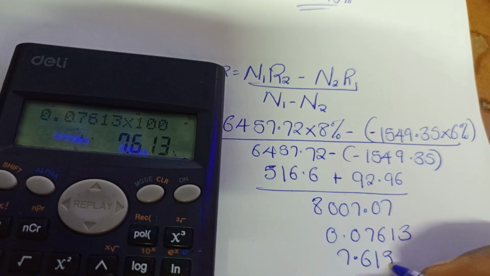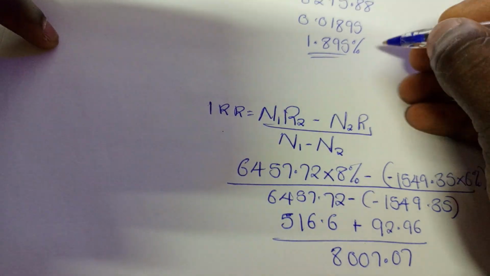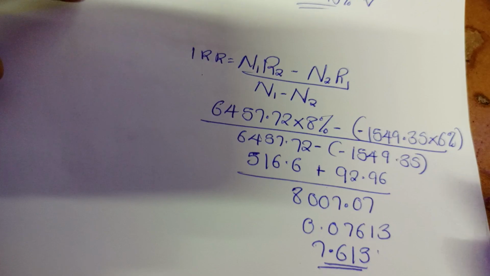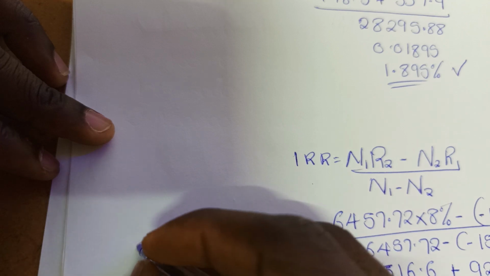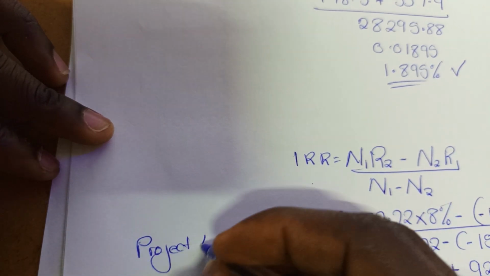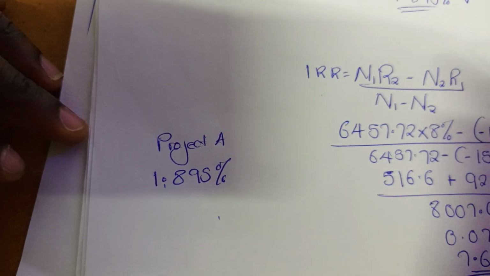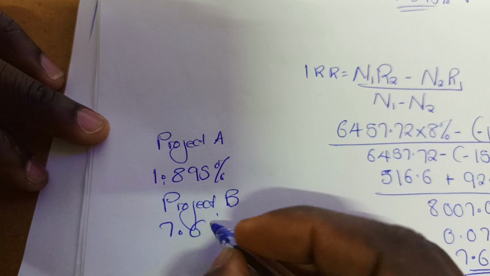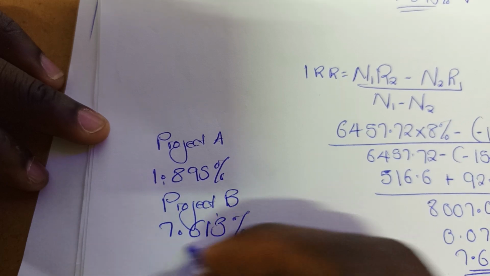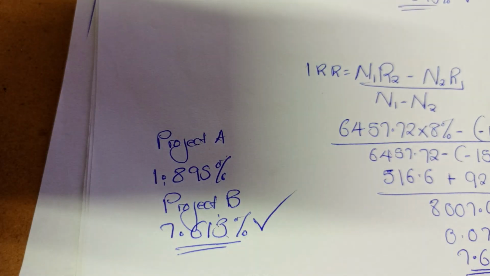7.613. Then when you compare now the two answers, the one you got on top, look at the IRR for project A and the IRR for project B. So we'll say for project A, the IRR I got is 1.895%. And for project B, you got 7.613%. Look at the two. When you check which one is big, the one which is big is that one. So according to the IRR, project B is more profitable.